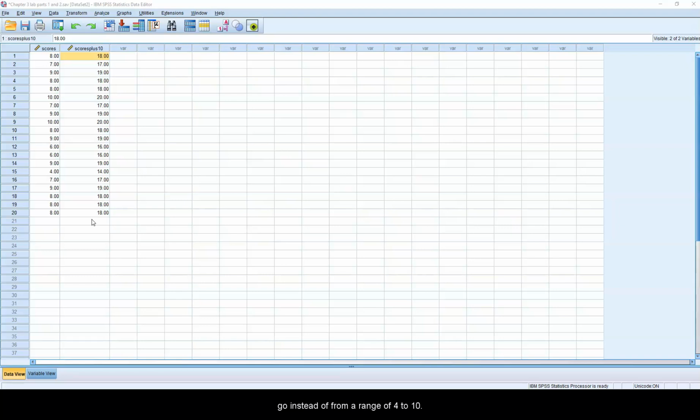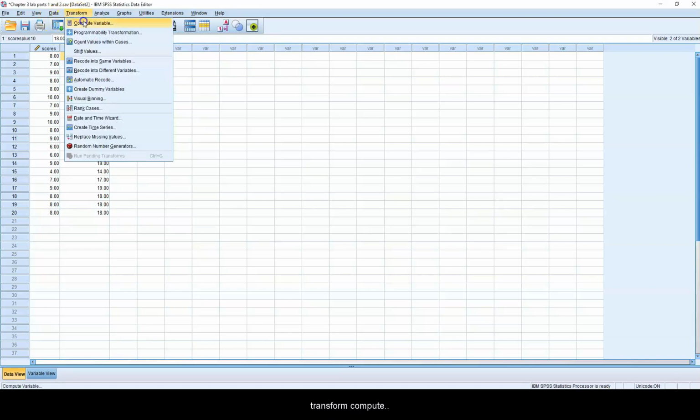They merely go, instead of from a range of 4 to 10, or 4 through 10, someone could argue, they go from 14 to 20. And therefore, they're sort of in the same compact zone, if you will. So they're not more spread out, but indeed the mean is higher by exactly 10. Can I do that again?